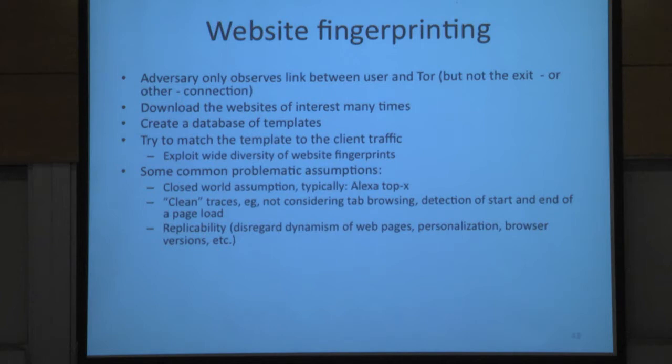There are other experimental issues, such as using very clean traces. This means that the user is only downloading one website at a time in the experimental setups, so no tab browsing. It's not uncommon to do tab browsing, first of all, and if you're using Tor, it's probably a little bit more common because it's a bit slower, so you might have more of a tendency of opening multiple tabs at the same time.